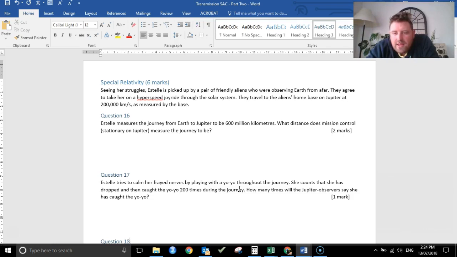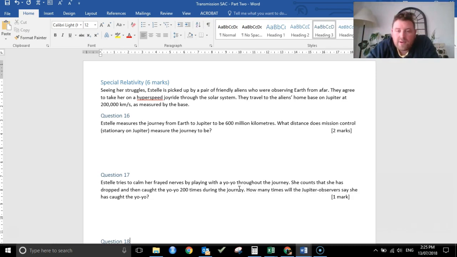So the thing that cost a lot of people marks on special rel, and it's not just question 16 that sort of goes through the whole of them, is just being unclear about the fact that neither of them is correct. Neither of them is the proper, in the sense of correct, observer.